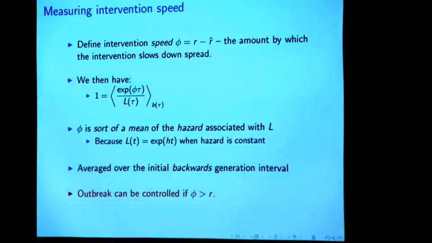And the outbreak can be controlled. We can measure intervention speed in a way that kind of makes sense, and we can say the outbreak can be controlled if phi is bigger than r.